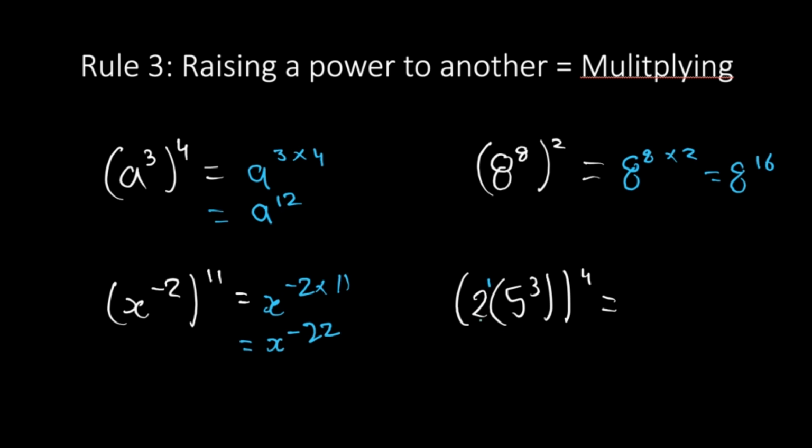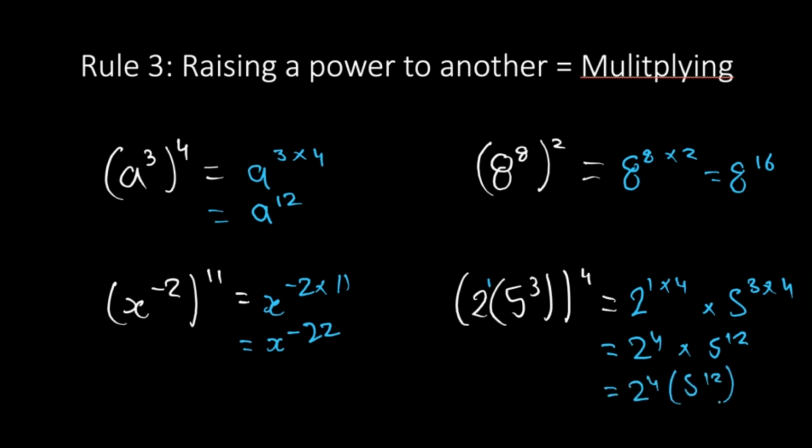Imagine there's a little 1 over the 2, because 2 to the power of 1 is 2, but the 1 doesn't show because there's no point. So you do 4 times 1 and 4 times 3. Okay, so 2 to the power of 1 times 4 times 5 to the power of 3 times 4. You do it for both, because there's 2. And then this will give you 2 to the power of 4 times 5 to the power of 12. And you can put it back into brackets if you want. 2 to the power of 4, 5 to the power of 12.